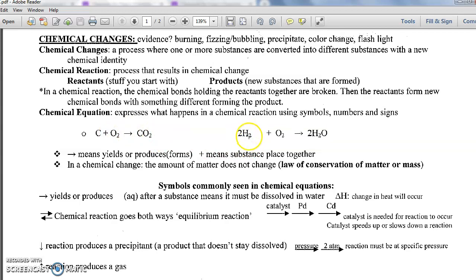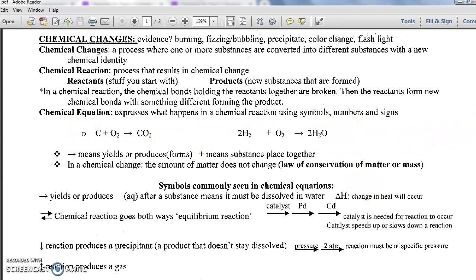Here we have two H2s, or we have four H's. Water has two H's on there, and we have two water molecules. 2 times 2 is 4. Here I have two oxygens. This 2 also goes with the oxygen right there. So whatever goes into the reaction must come out of the reaction. That's called the law of conservation of matter or mass. In a chemical equation, what goes in must come out.